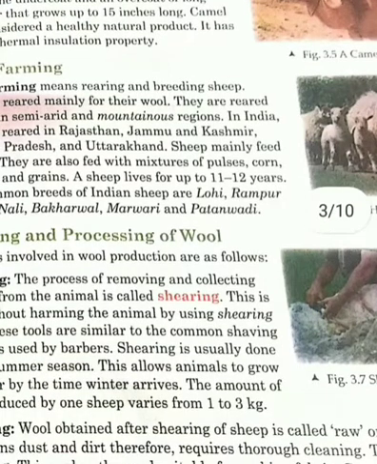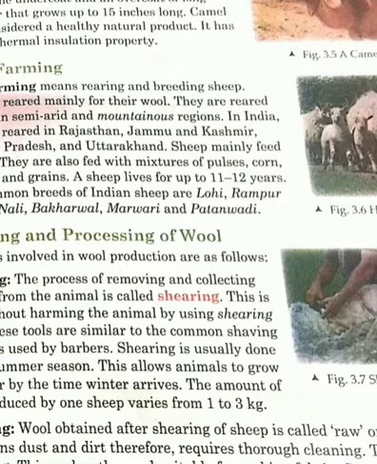Okay, now today we will discuss shearing and processing of wool. The steps involved in wool production are, first of all, shearing. Shearing means the removal of hairs from the animal body. When we collect or remove the hairs from the animal, that process is called shearing.